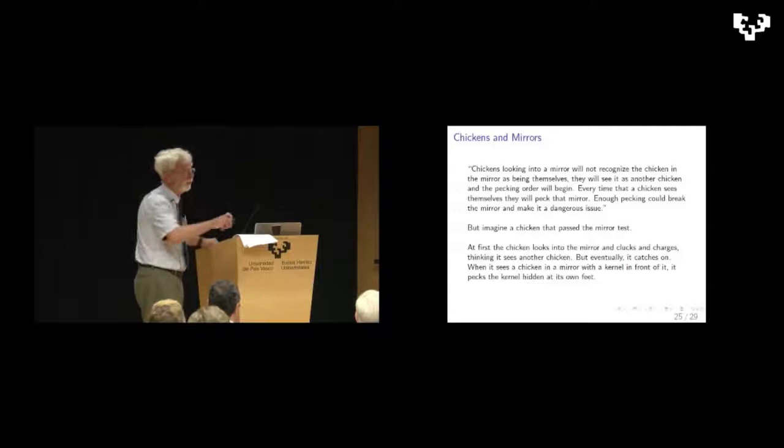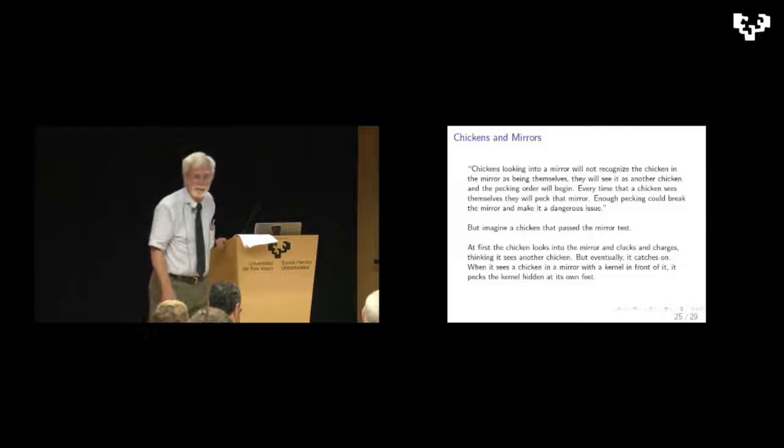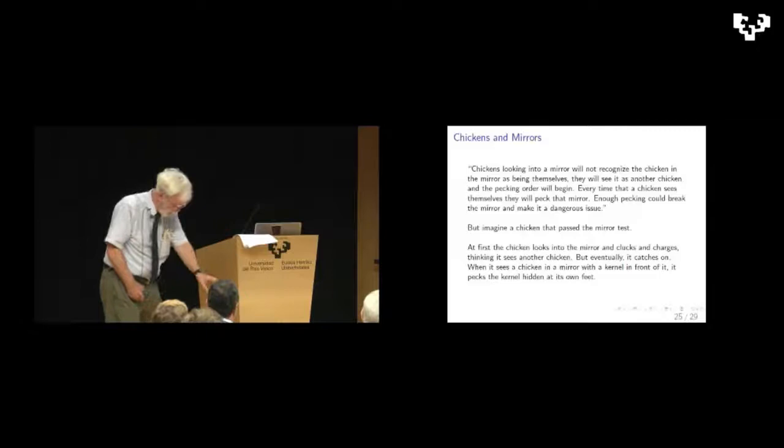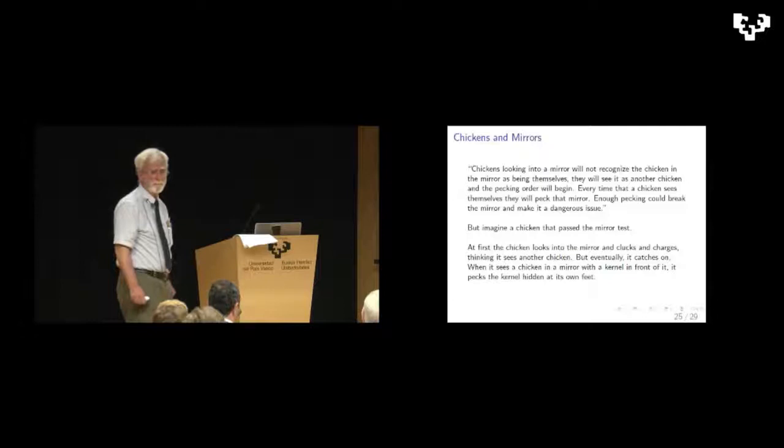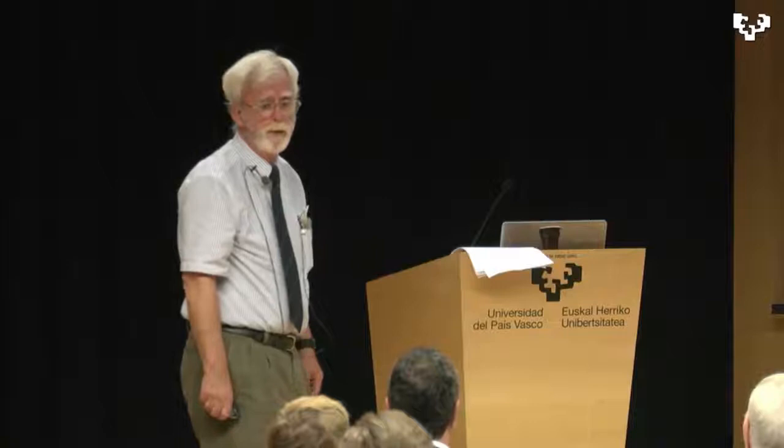That's from the web, so I don't suppose it. But let's imagine a chicken that did pass the mirror test. So what we're going to do is take Gertrude, and put a kernel in front of her, but behind a little slanted thing so she can't see the kernel in front of her. But when she looks in the mirror, she'll see the kernel in front of that chicken. Now, the real Gertrude won't do anything except maybe attack the chicken and try to peck the kernel out of the mirror. But we're imagining Gertrude, after a while, actually passes the mirror test.